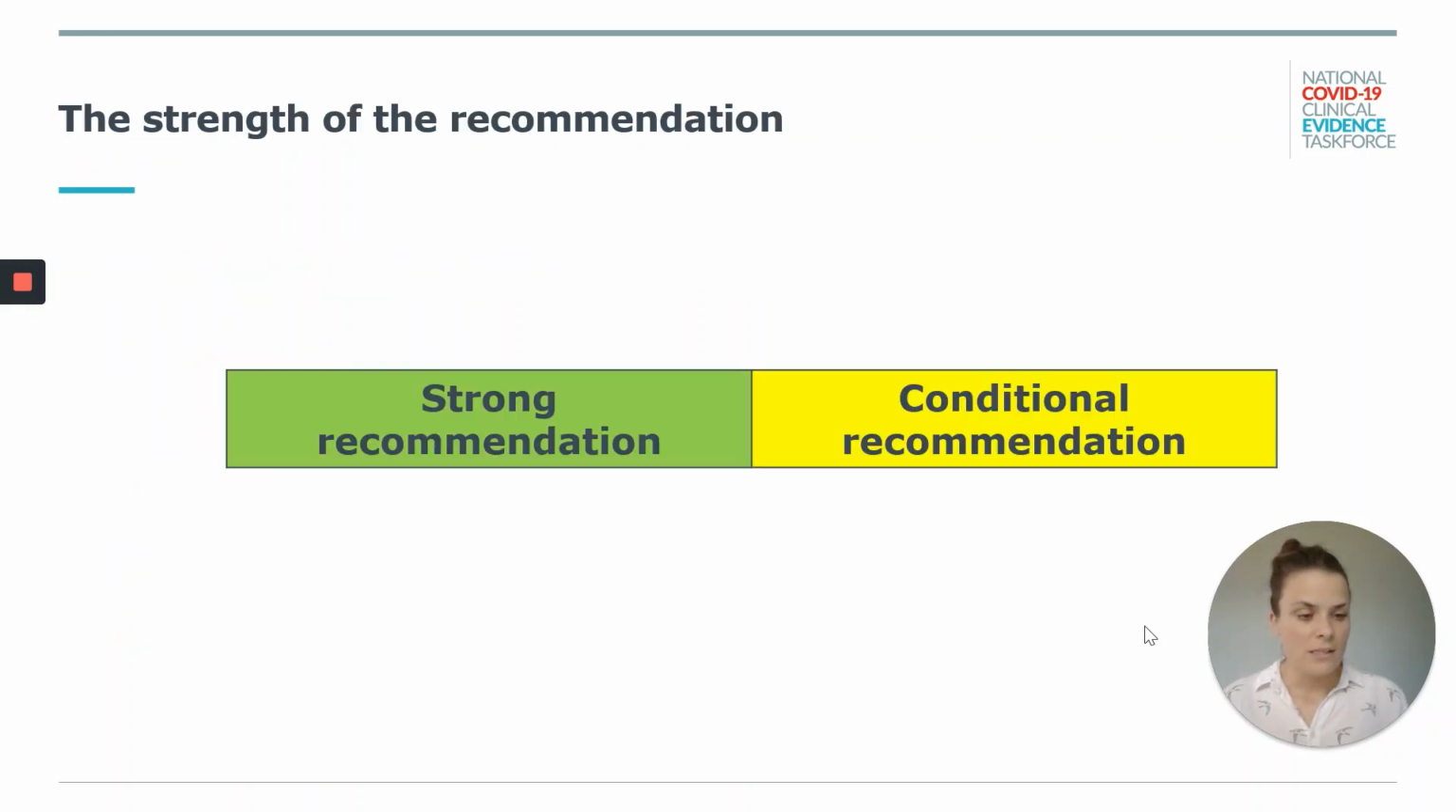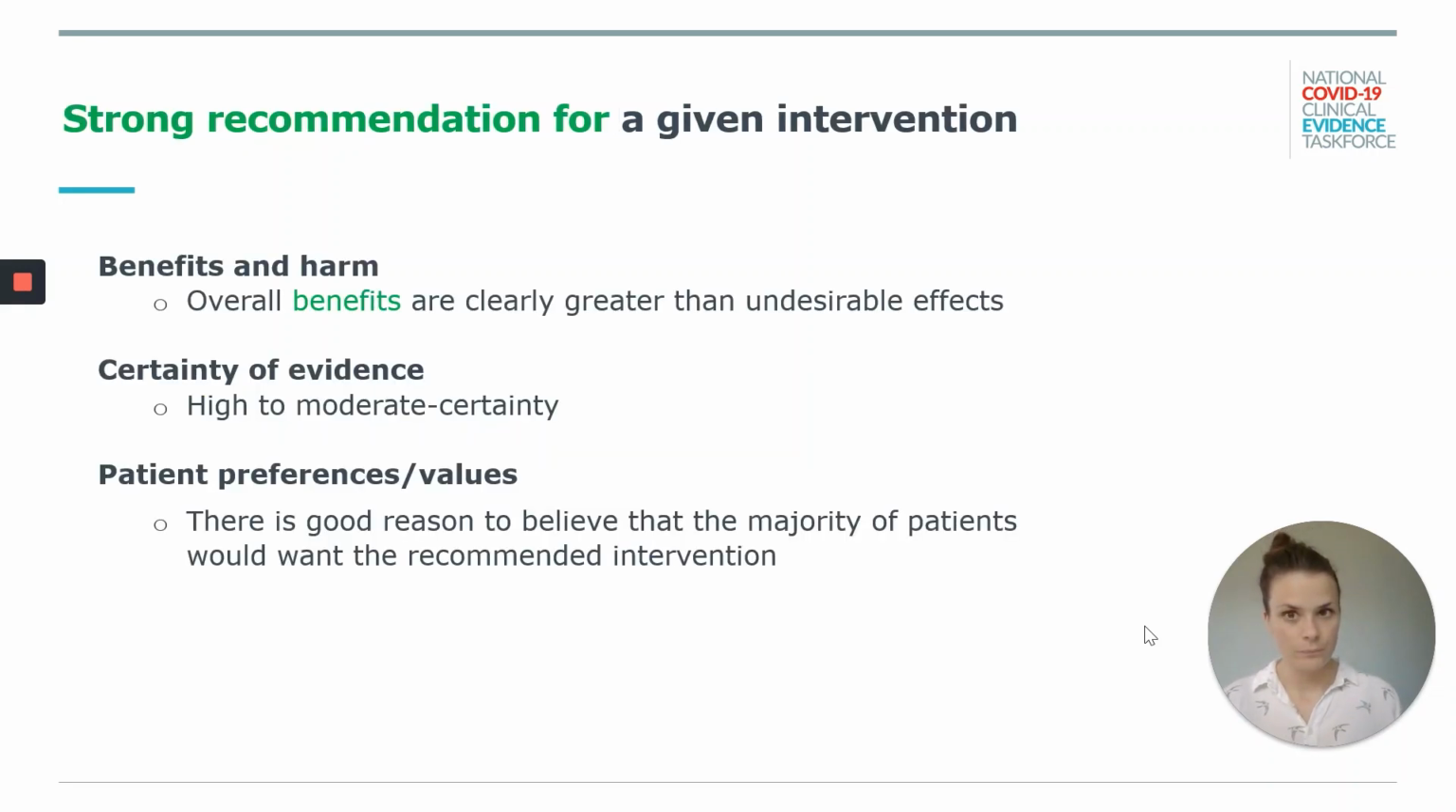Now, based on scenario number 1, where we end up having evidence from which we would construct a recommendation, in that case, we also need to give a strength to the recommendation. And here there are 2 possibilities. You may be able to give either a strong recommendation or a conditional recommendation. So I will walk you through the different types of recommendations that we have.